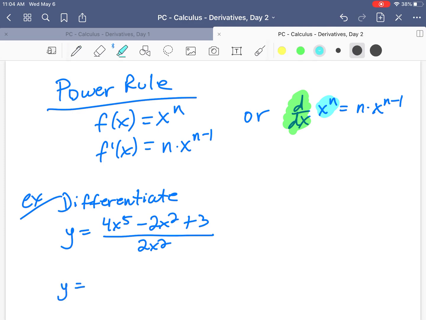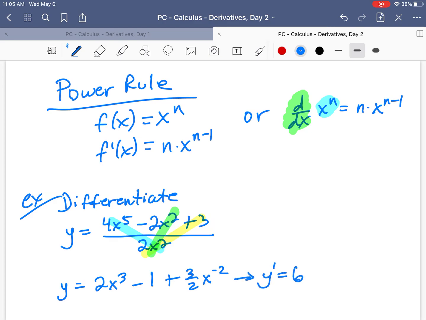So remember, when you simplify, you basically divide these two, then divide these two, then divide these two, and make it into one big 3-part expression. So let's do that. 4 divided by 2 is 2, and x to the 5th divided by x squared is x to the 3rd. Then in the middle, I have negative 2 over 2, so that's negative 1. And then x squared over x squared is just 1, so I'll put a 1 right there. And for the last part, 3 over 2, so that's just 3 over 2, and my x has a negative 2 on it. So basically what we're doing is flattening the problem, so that we're able to do the derivative.